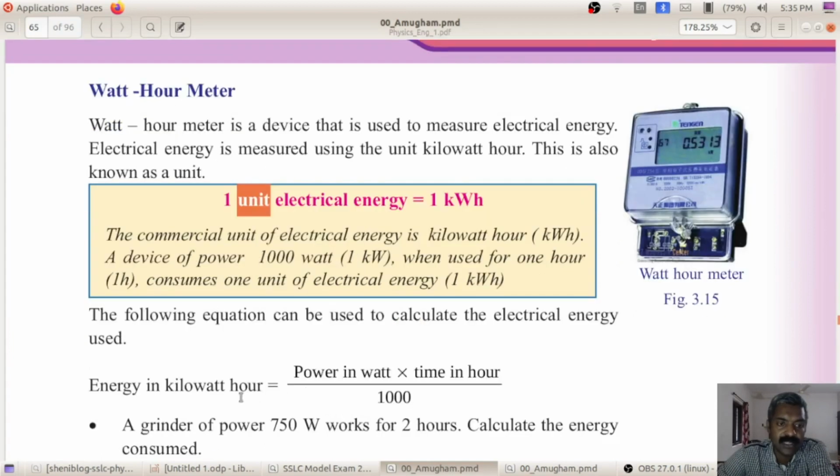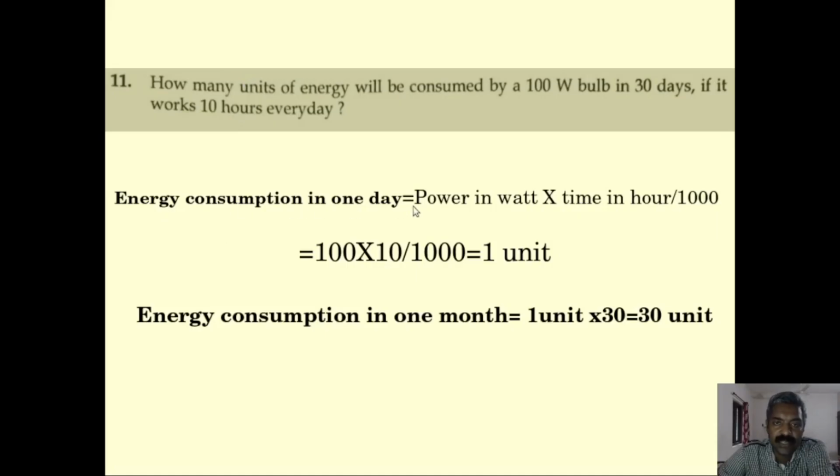Okay, the total energy in kilowatt hour can be calculated by this equation. Energy consumption in 1 day is equal to power in watt into time in hour divided by 1000. 100 into 10 divided by 1000 is equal to 1 unit. We have to find the total energy consumption in 1 month. 1 unit is multiplied with 30 days. 30 units energy is consumed for 30 days.